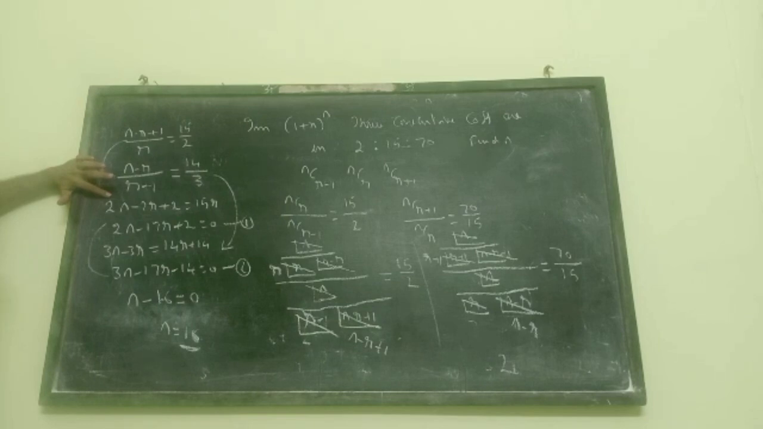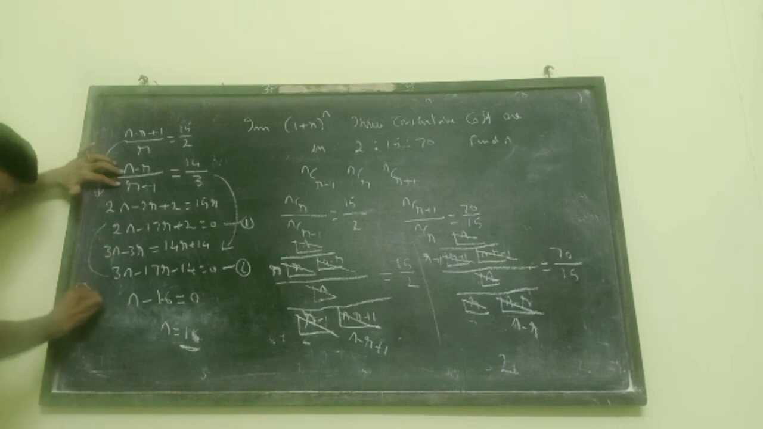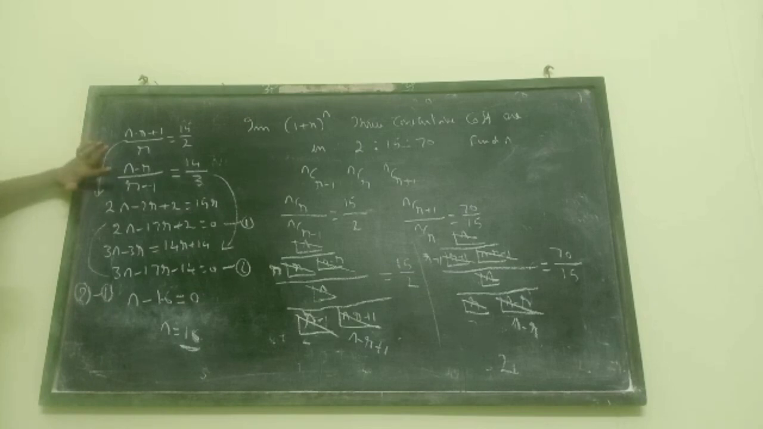2n minus 2r plus 2 is equal to 15r. So 2n minus 17r plus 2 is 0. You cross multiply this. 3n minus 3r is equal to 14r plus 14. So 3n minus 17r minus 14 is 0. Now you do 2 minus 1. Directly you will get n is equal to 16. N value is equal to 16. Directly you are going to get like this. Okay, understood?